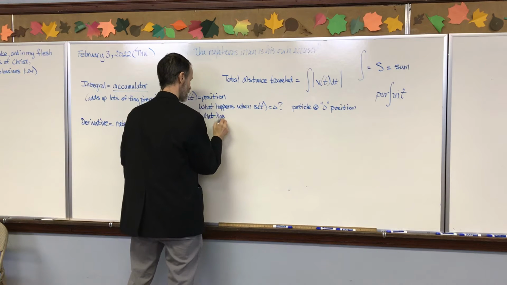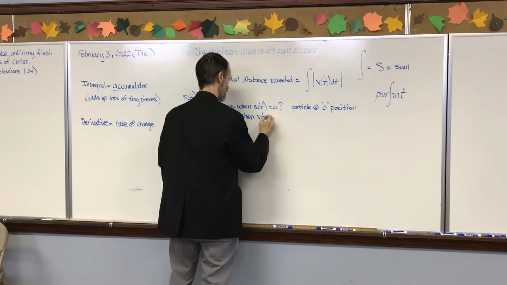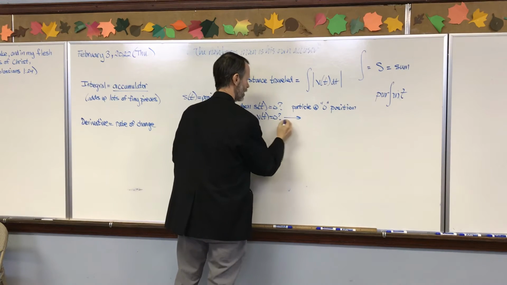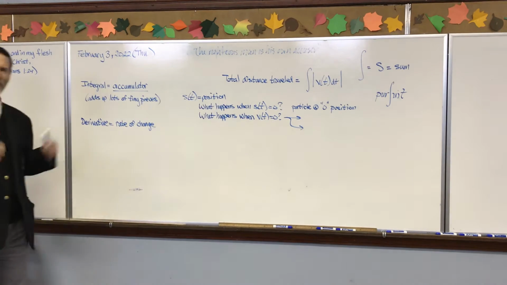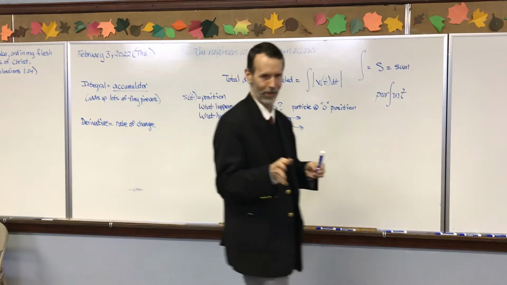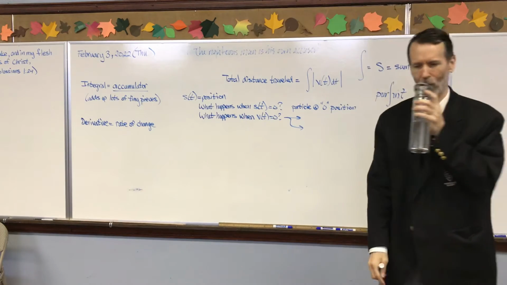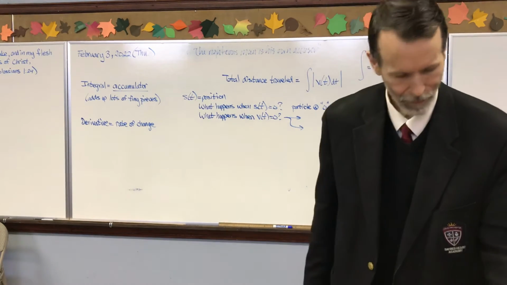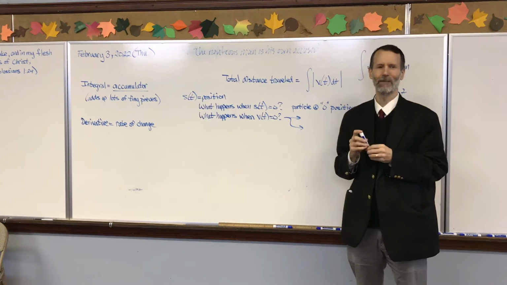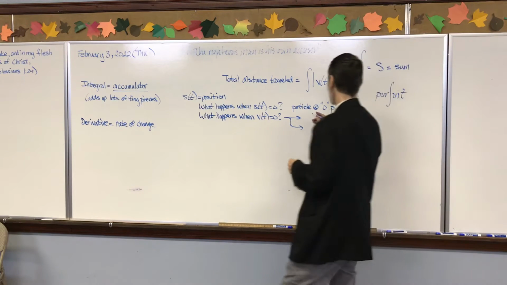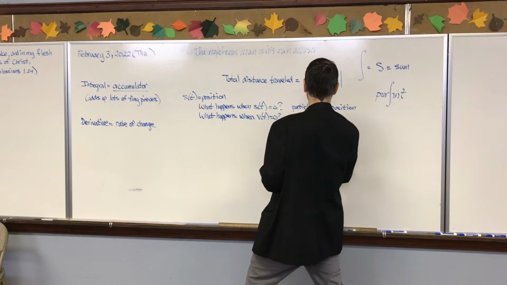What happens when v of t is equal to 0? That actually will have two answers. What's physically happening in the real world when v of t is equal to 0? What does v of t stand for? The velocity. Right. What if it's equal to 0? It's not moving. Yeah, the particle isn't moving.